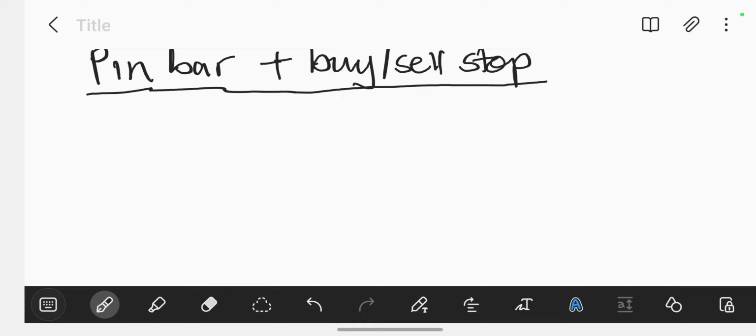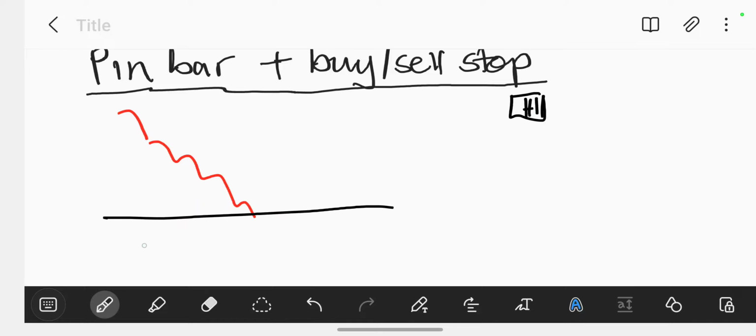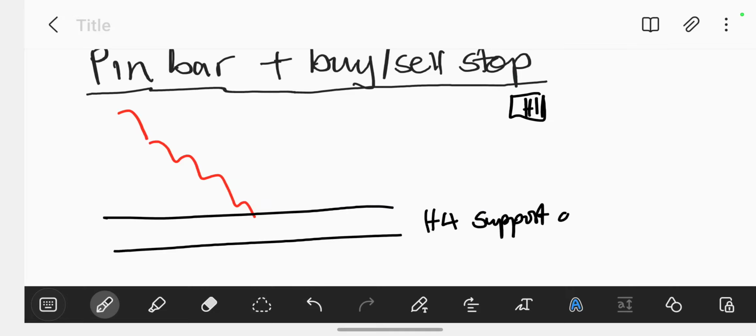So this is what I wanted to share with you guys. Let's say the price is going down, as you can see, the red color, and then we hit, let's use black. Say we are looking at H1. This chart that I'm drawing here, just look at it as an H1. H1 is going down, and then the price comes to hit an H4 demand, let's use a support area.